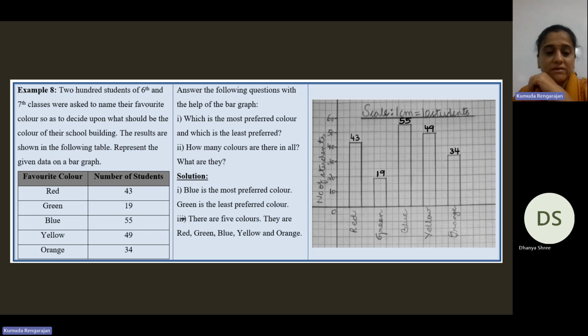No, that's your typing error. This is 2. So which is the first one we answered. Then how many colors are there in all? What are they? There are 5 colors and they're red, green, blue, yellow, and orange. Yeah. Scale 1 centimeter, 10 students, we understood? That scale is for the y-axis.